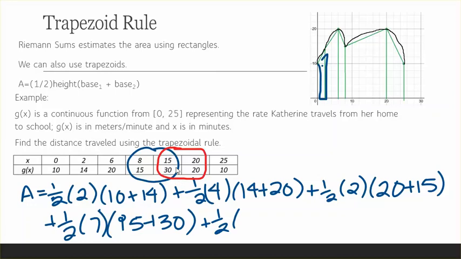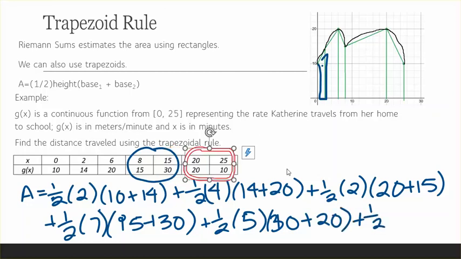Our next trapezoid goes from 15 to 20. It wouldn't let me move my circle, so I made that one in red. 15 to 20 is a height of 5. So 1/2 times 5 times 30 plus 20. And finally, 1/2 times 5 times 20 plus 10.